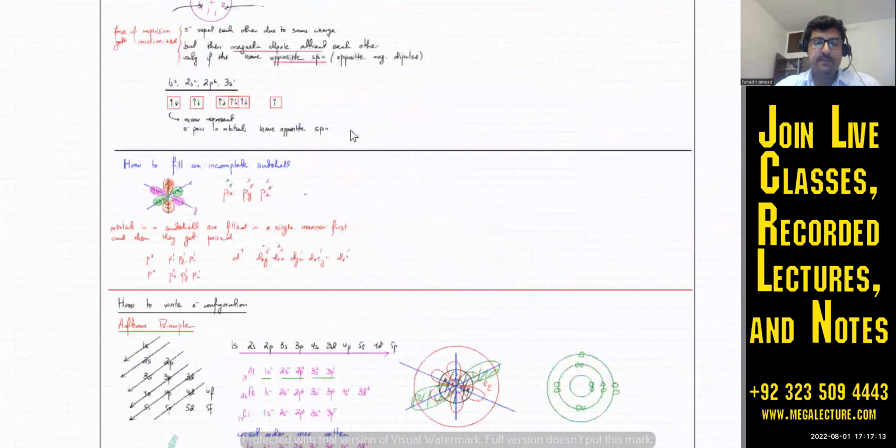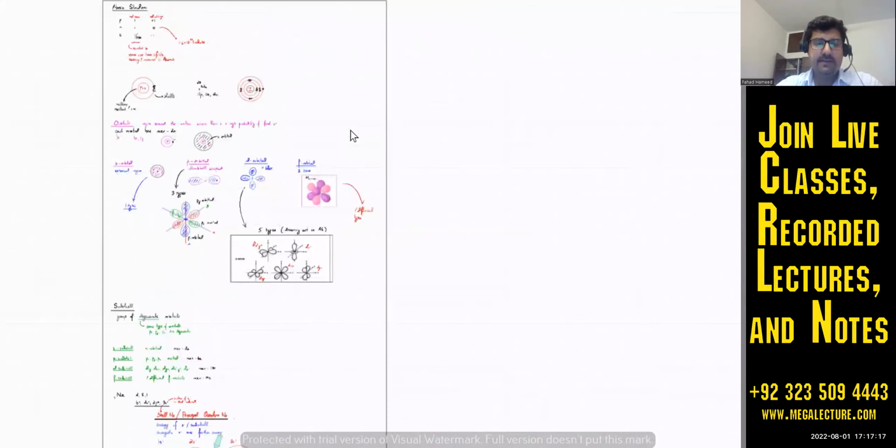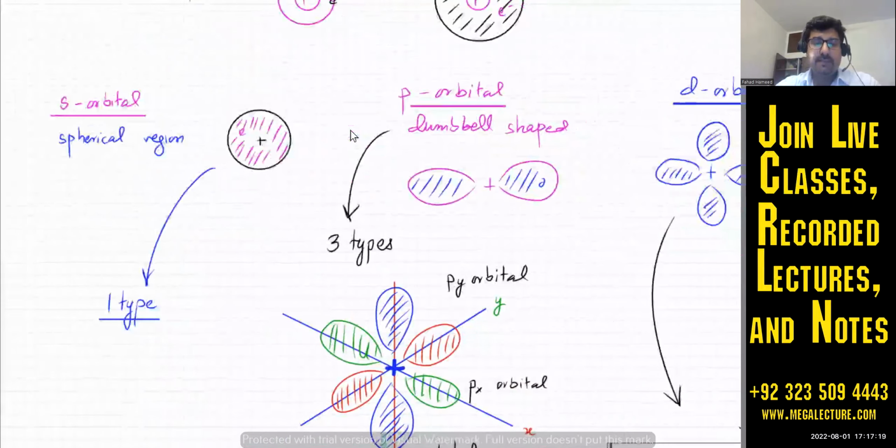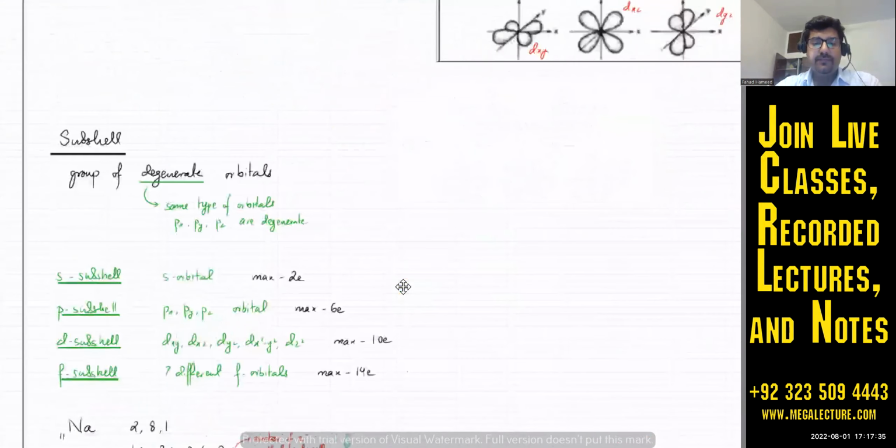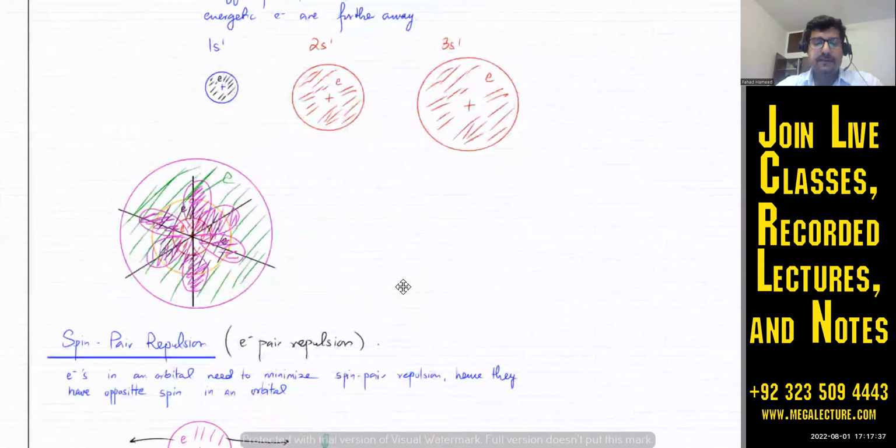Let me highlight again what p means. When it has 6 electrons, that means 2 electrons buzzing on one axis, 2 electrons buzzing on the other axis, and 2 electrons, the negative charge, buzzing on the z axis. Okay, so you got 3 p orbitals. That's a p subshell. So it's going to have 6 electrons.